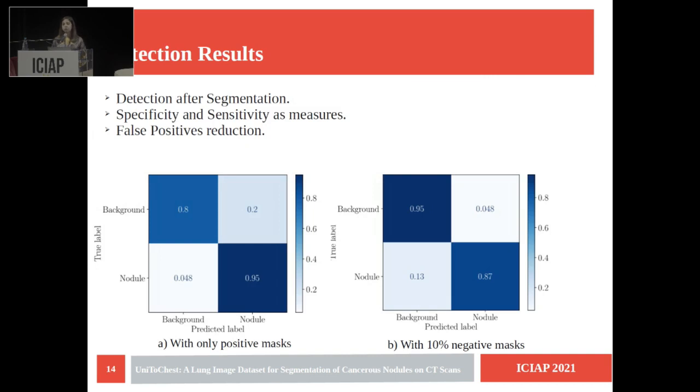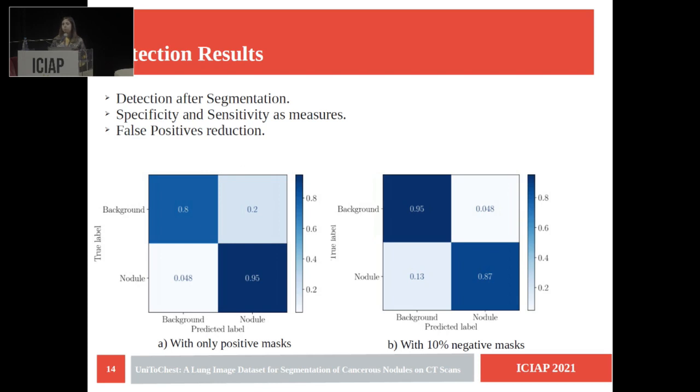Now coming towards the second part, that is the detection part, we have used the model that was used for the segmentation. And for the measure of performance, we have used specificity and sensitivity. When we used only the positive images in our training set, by positive images, I mean only the images that have a cancerous lung nodule present in them and thus have a lung segmentation mask, we achieved a specificity of 80% and a sensitivity of 95%.